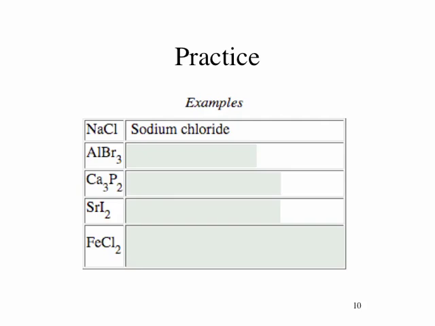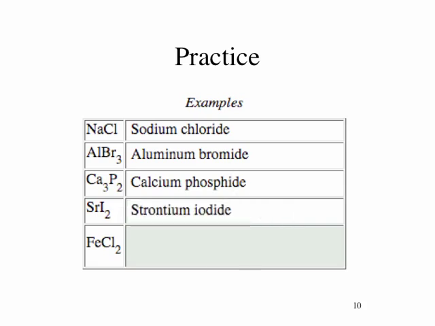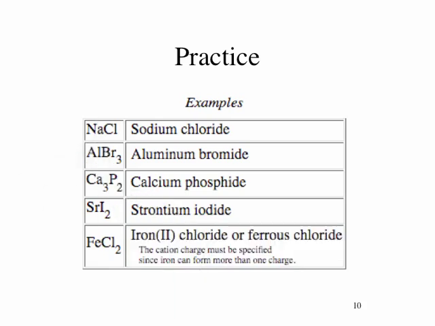AlBr3. This is an ionic compound between the metal aluminum and the nonmetal bromine. So this is aluminum bromide. Notice it's not aluminum tribromide, it's just aluminum bromide. Next, we have a compound of calcium and phosphorus. That's simply calcium phosphide. Then we have strontium iodide. And last but not least, iron 2 chloride or ferrous chloride.